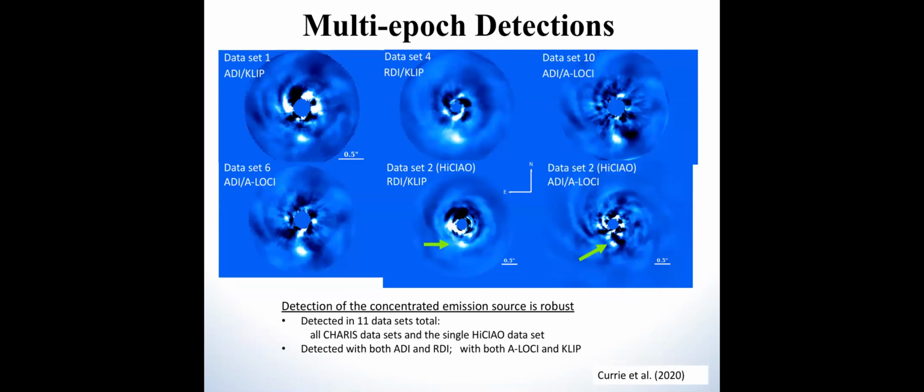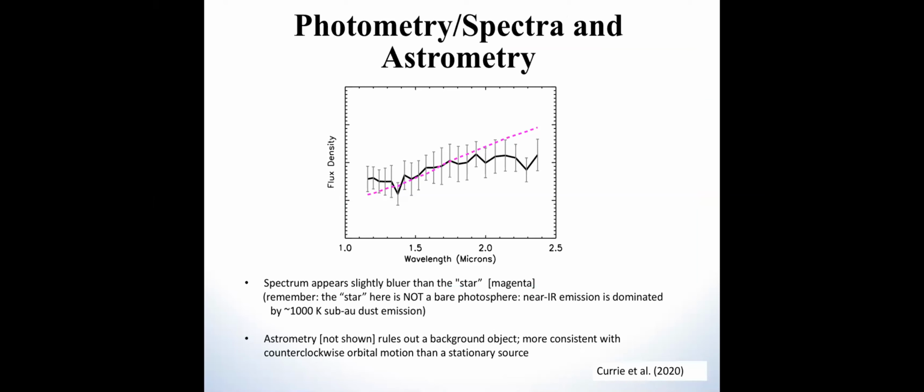Now, just for clarification, we see this feature regardless of how we process the data over 11 different data sets taken with multiple instruments. This is not a processing artifact. If we analyze the photometry or spectra of this object, we see that it's roughly flat in F-nu space. And if we compare it to the spectrum of the scaled down version of the star, which is shown in magenta, it is either consistent with that or even slightly bluer than the star.